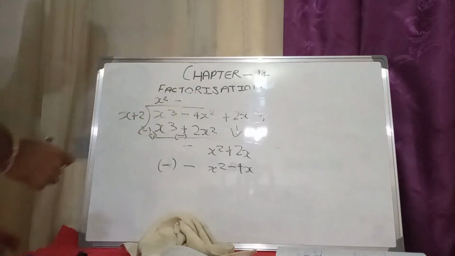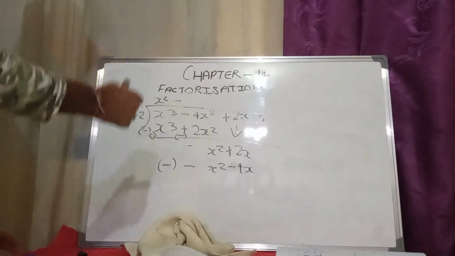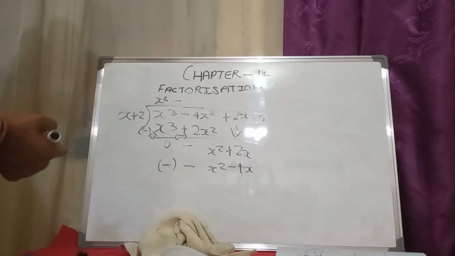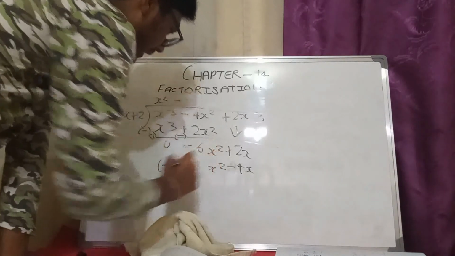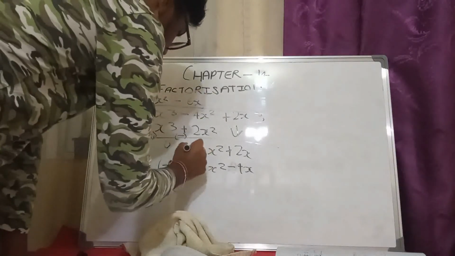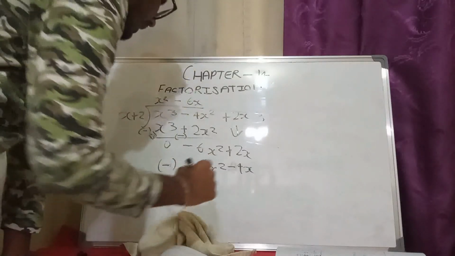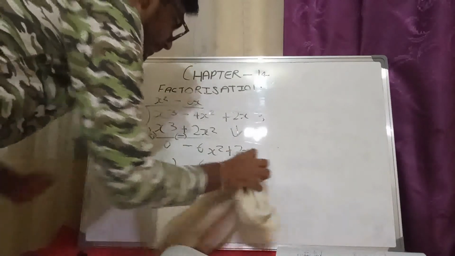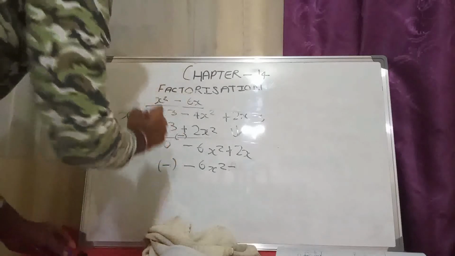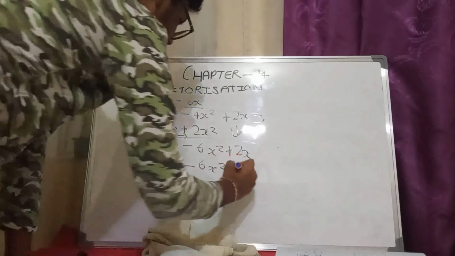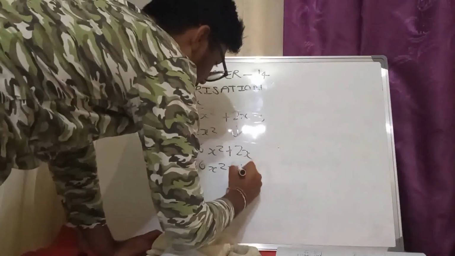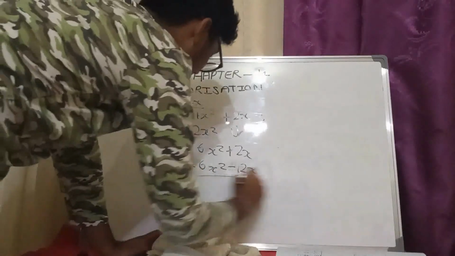Now positive x cube with negative x cube will give us 0, and negative 4x square and negative 2x square will give us negative 6x square. Now we have to multiply x with negative 6x, so it will give us negative 6x square. And then when we multiply 2 with negative 6x, we get negative 12x. So till here we have done the question.